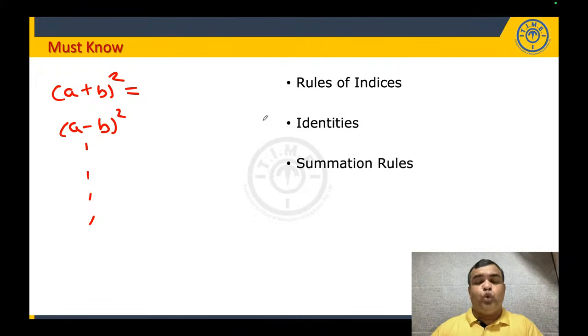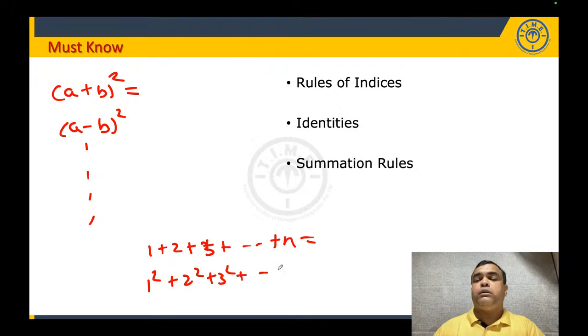I should know the summation rule. Summation rule means what? 1 plus 2 plus 3 till n. What is the formula? 1 square, 2 square, 3 square till n square. What is the formula? These are all summation rules I need to know.